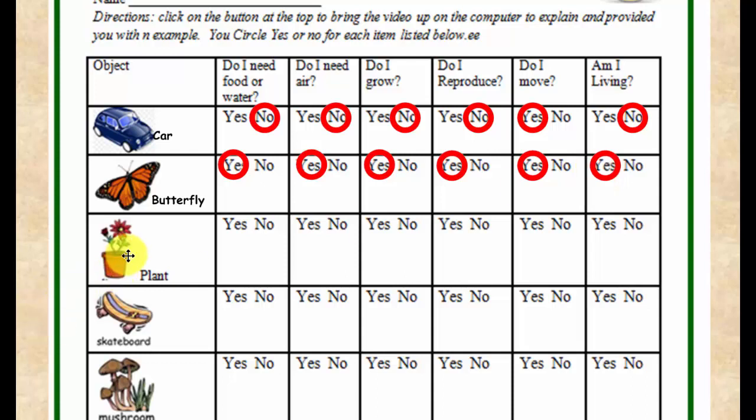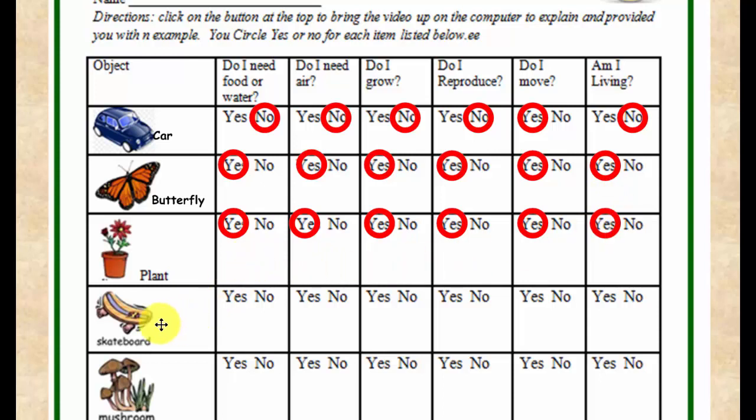Number 2, the plant. Does it need food and water? Yes, it does. Does it need air? It sure does. Does it grow? Oh, definitely. Do they reproduce? Yes, they do. Do they move? Well, they move because of the pollen in the air, and that's how you get more plants. Are they living? Yes, because you have all 5 circled.